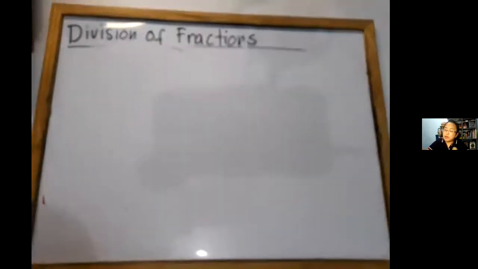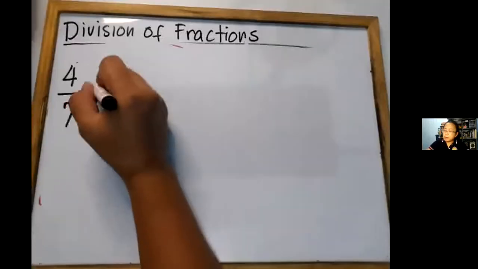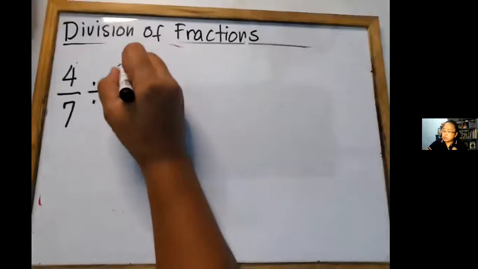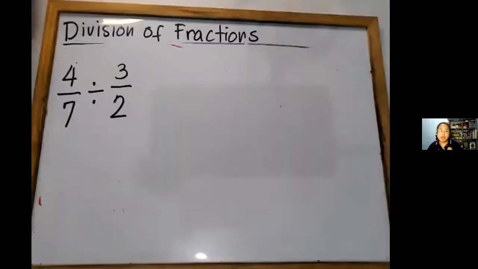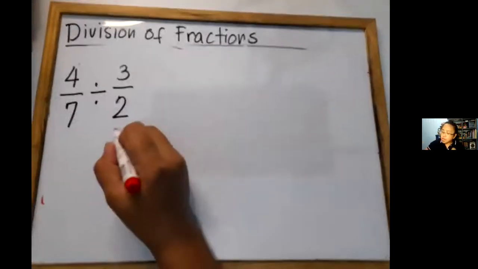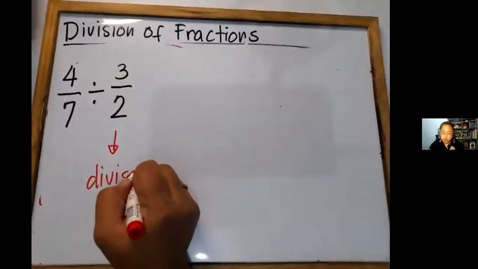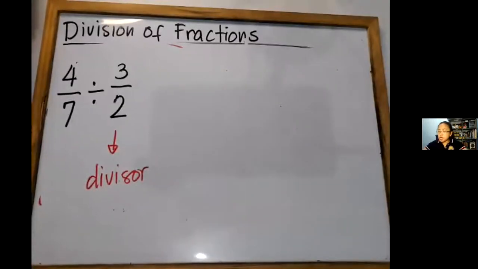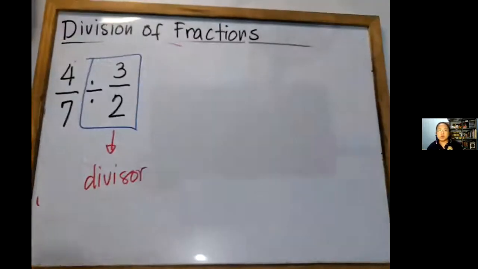Again, we'll have 4 over 7 divided by 3 over 2. 4/7 divided by 3 halves. So, identify the divisor. Our divisor is 3 halves. So, yan ang ating divisor. So, yan ang ating i-reciprocate. Bakit yan ang ating divisor? Kasi yan yung number na kasunod ni division symbol.